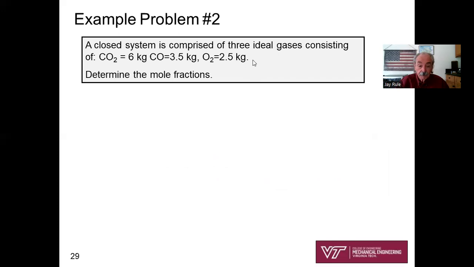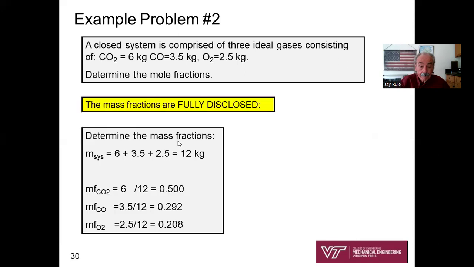Maybe a little different complexity, okay? Closed system comprised of 3 ideal gases containing 6 kilograms of CO2, 3.5 kilograms of CO, carbon monoxide, and 2.5 kilograms of oxygen. Do you see that the mass fraction is basically given? Okay, I hope so. And the problem is determine the mole fractions. So I hope you immediately see that you have the ability to calculate the mass fractions on your own.